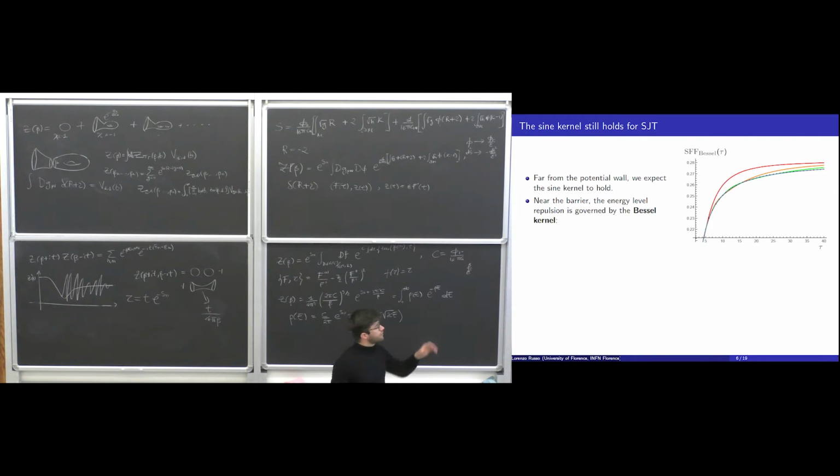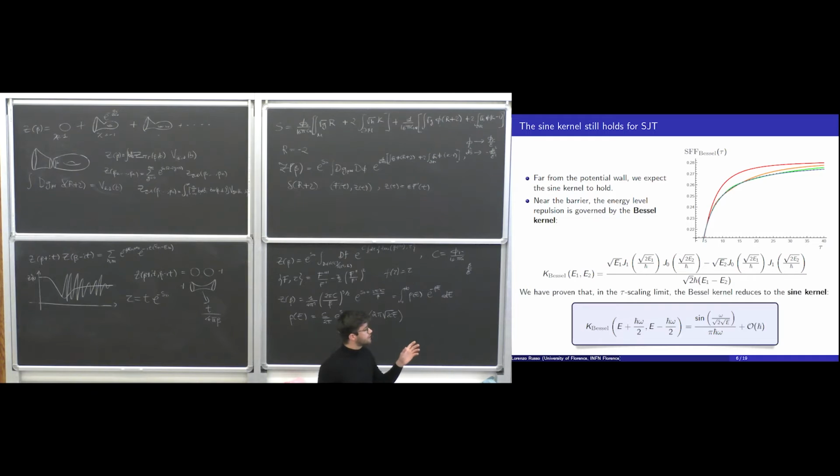Indeed, far from the wall, we have a unitary matrix model where the sine kernel holds. And then when you get near to the barrier, you discover that the kernel to be considered is actually the Bessel kernel, but in the tau scaling limit, it can be proved that it reduces to the sine kernel. And so, okay, very nice. So we can still use the integral representation that we used before for the spectral form factor. Well, basically everything is the same.